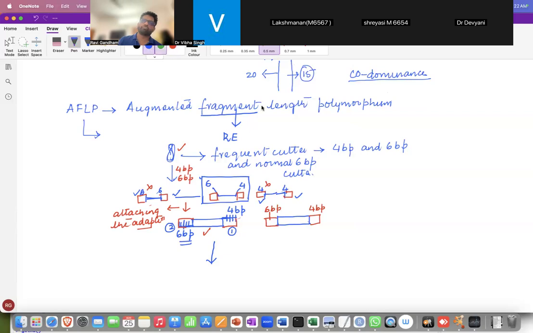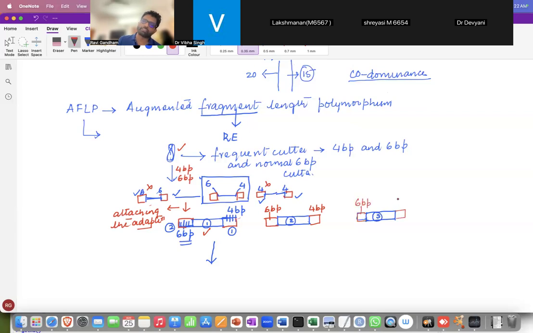And you may also have some other fragment, a third fragment here. And all these fragments are different, right? Don't assume that this is fragment 1, this is fragment 2, and this is fragment 3 here. And all these fragments are different. So again, you have a 6 base pair fragment here, and you also have a 4 base pair fragment here, like 6 base pair and 4 base pair.